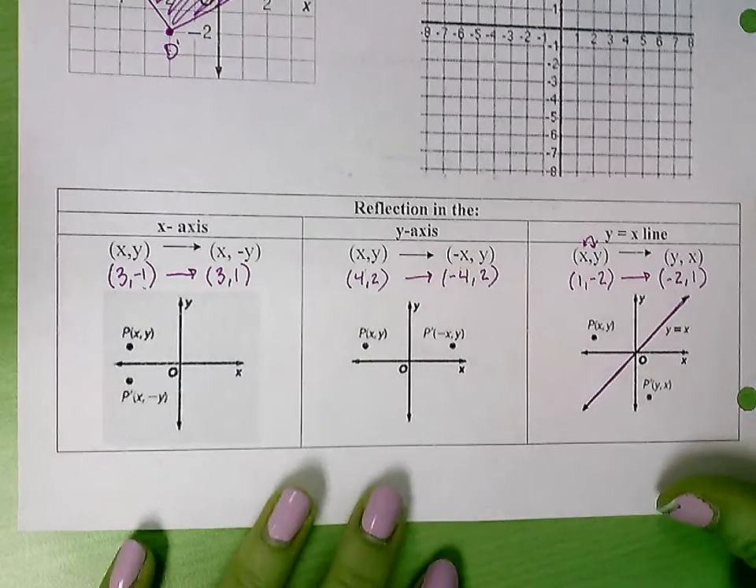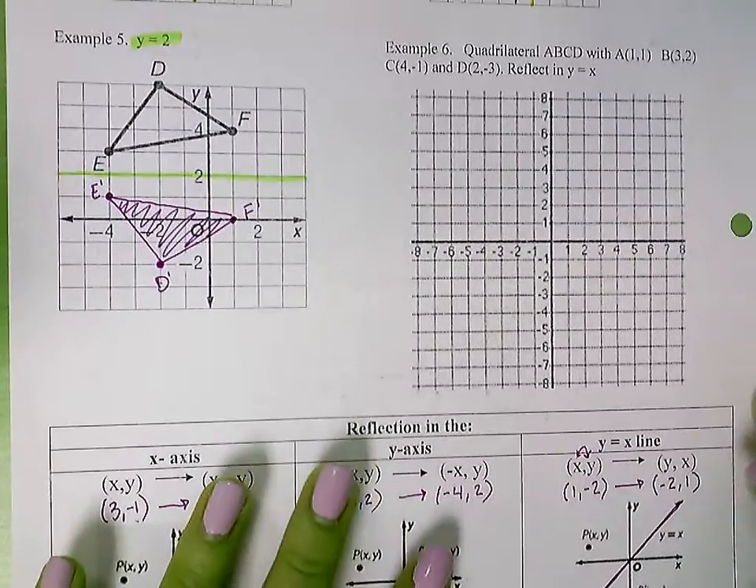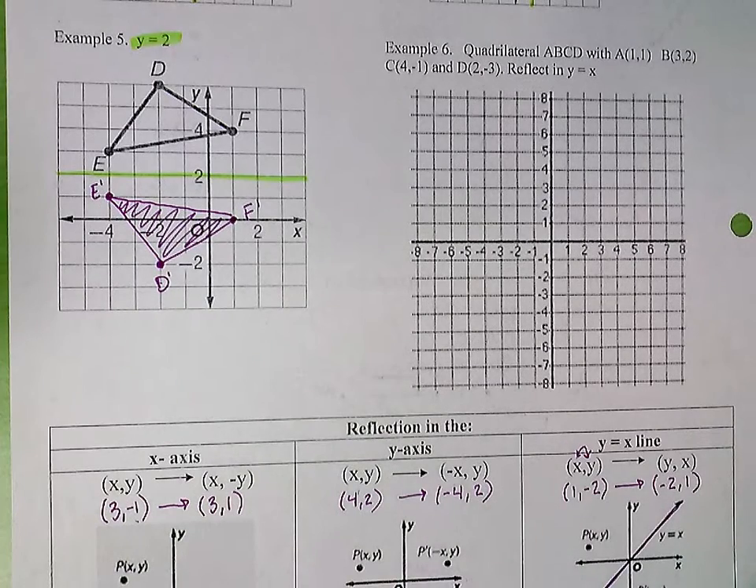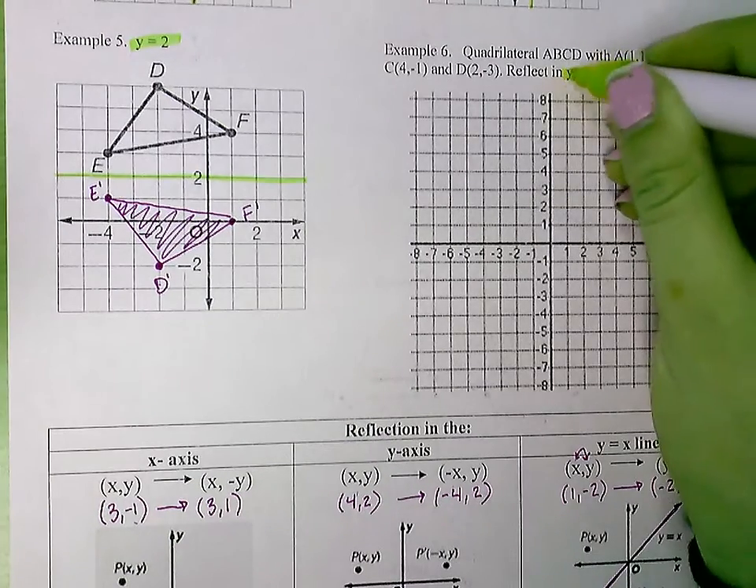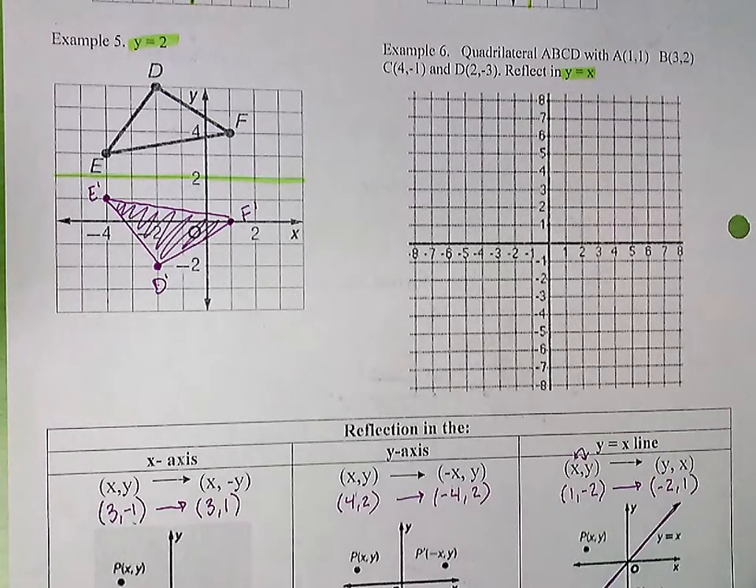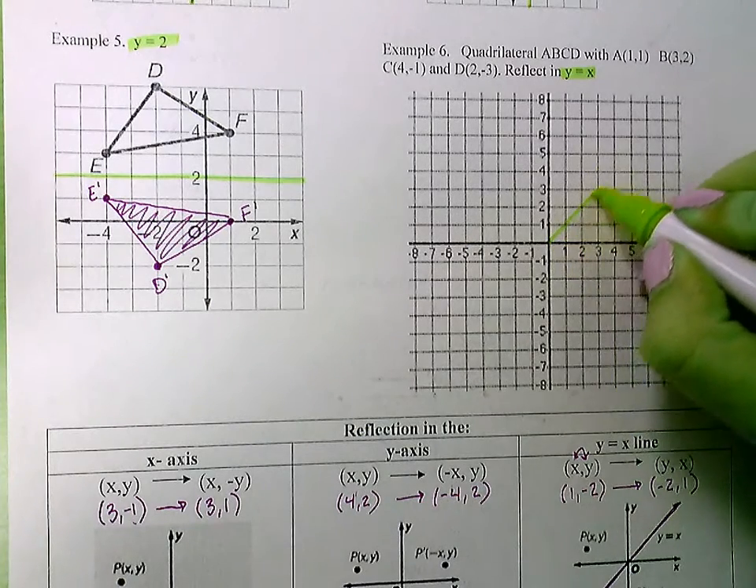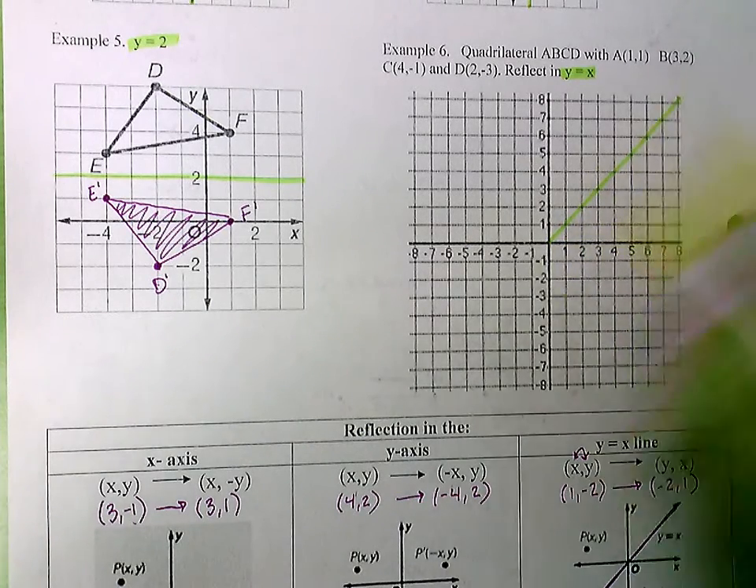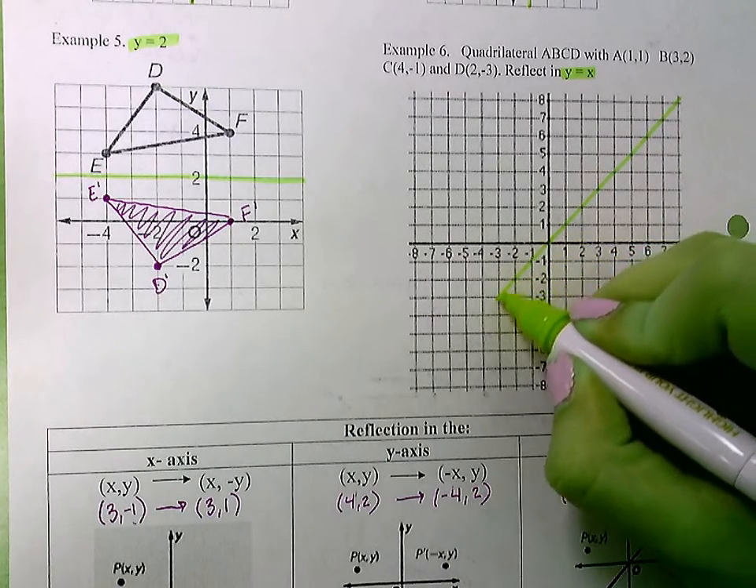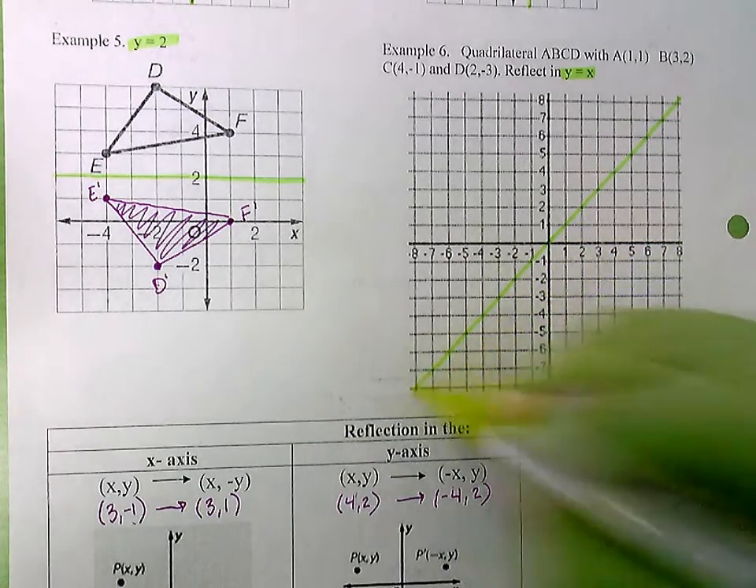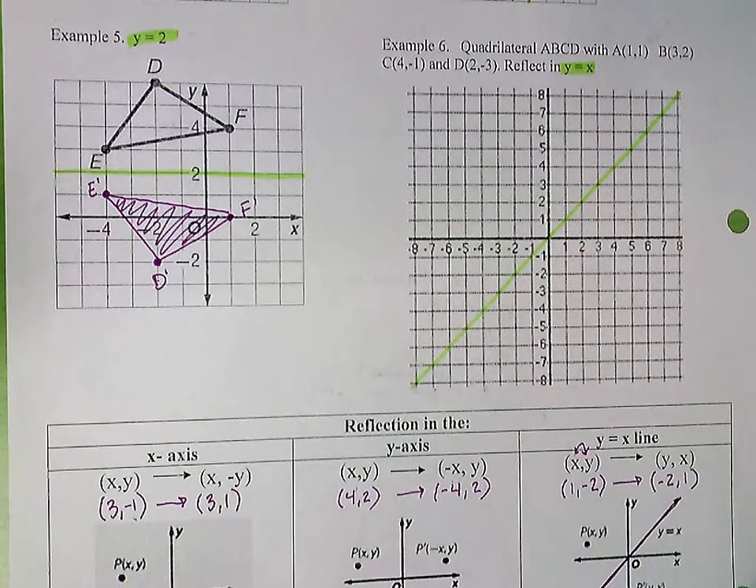So in example 6 up here, we are reflecting in that y equals x line. Again, that's the line with a slope of 1 going through the origin. And I'm just going to draw in that line of reflection here so you can see it. So that's the line we want to reflect over.